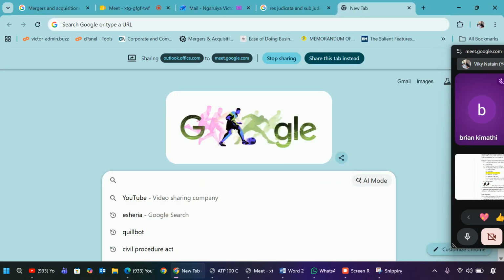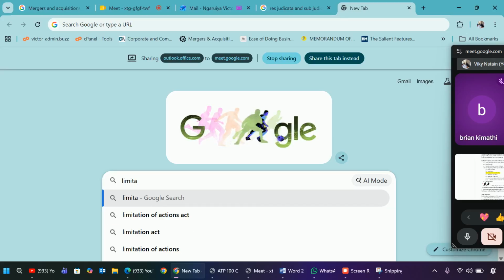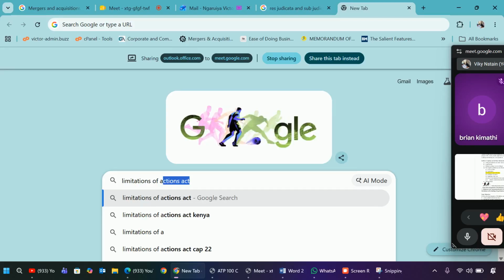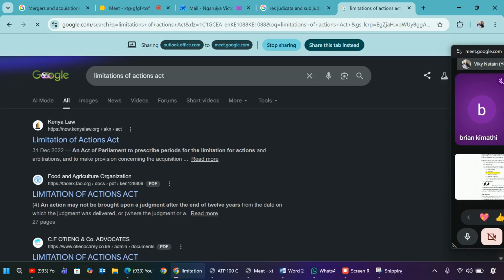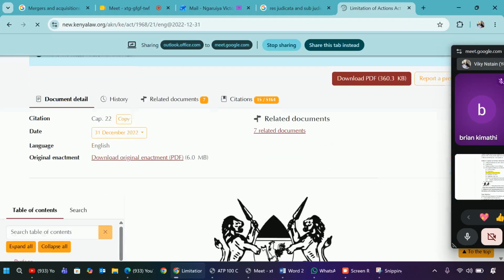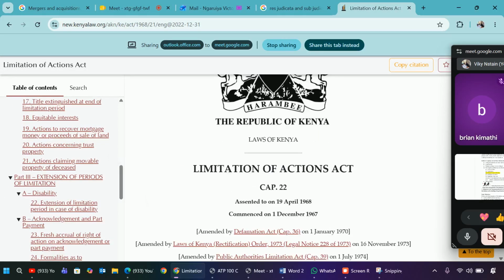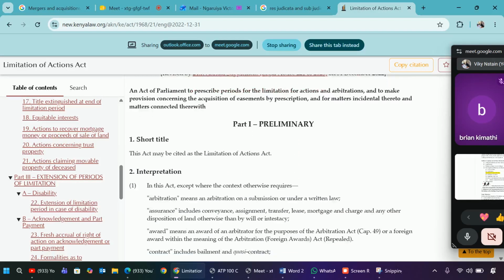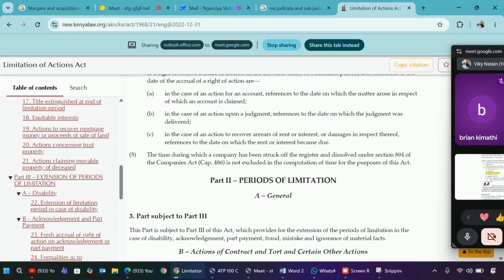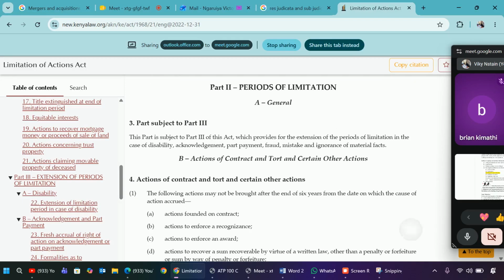Limitation of actions, the examiner expects the students to have read the Limitation of Actions Act. Okay? Do you understand that from this fact, am I allowed to file a suit? Am I allowed to file an employment matter? Okay. So let us have a look at the Limitation of Actions Act in a brief manner.